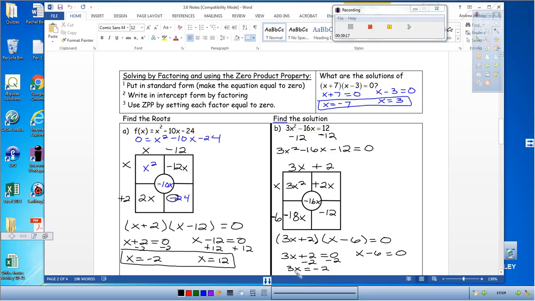Then the 3x, it's being multiplied. So what's the opposite of multiplying, class? Dividing. So you want to divide both sides by 3. So you would get x equals negative 2 over 3. That's one of your answers. This one will be easy because you can just add the 6. And you're going to get x equals 6. So here's the other answer. Any questions over that? Okay, you guys do the next one on your own.